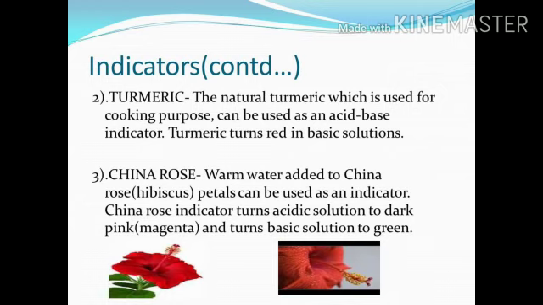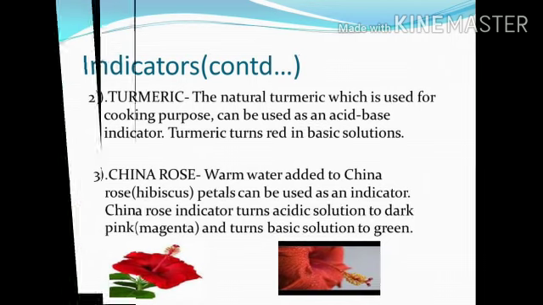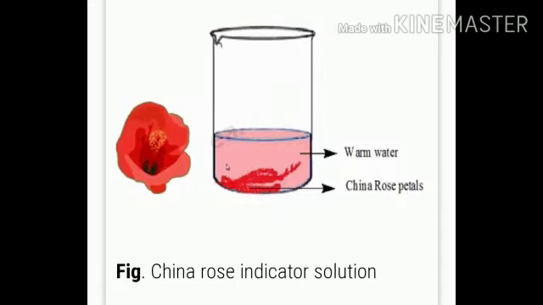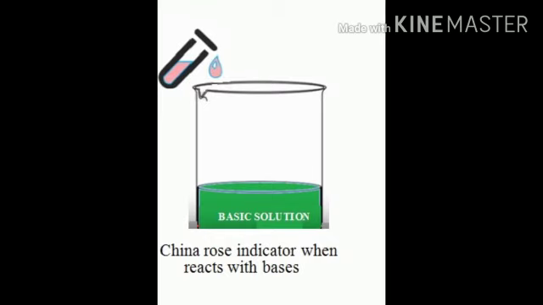And another natural indicator used to determine whether a substance is acidic or basic is China rose. When warm water is added to China rose petals, the solution obtained is used as a natural indicator. When a solution of China rose is used with a basic solution, it changes its color to green, which shows that the given compound is basic in nature.